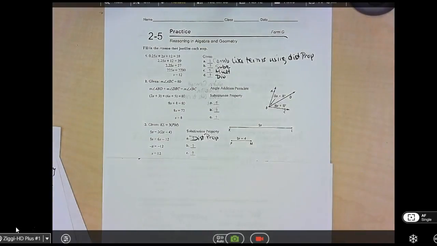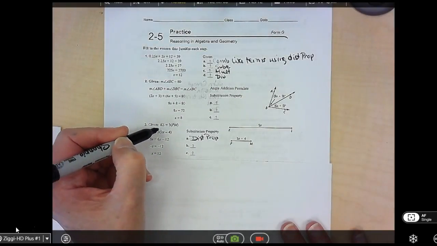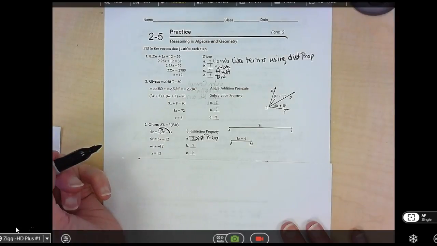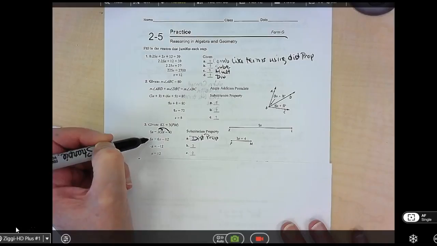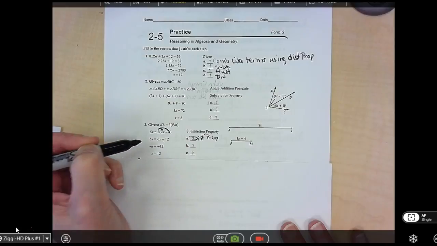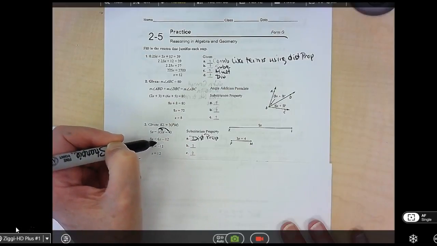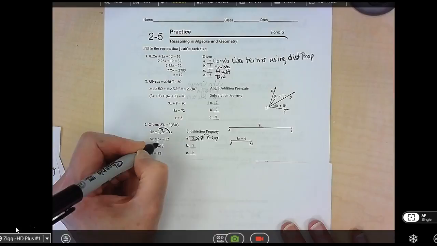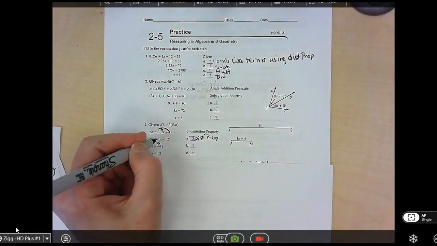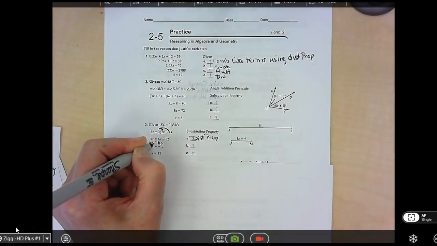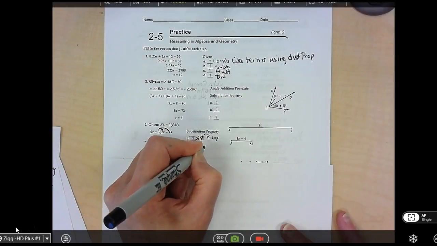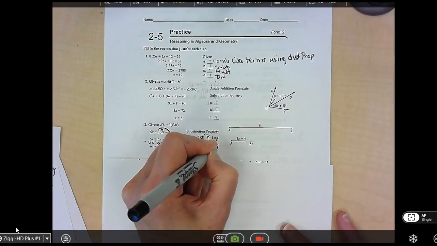I put down distributive property already because they went 3 times 2 gives me 6, 3 times the negative 4 gives me the negative 12. So now the next step, they get negative x equals negative 12. So what did they do? They had to subtract 6x from both sides. And that would give you negative x, so this would be subtraction property of equality.